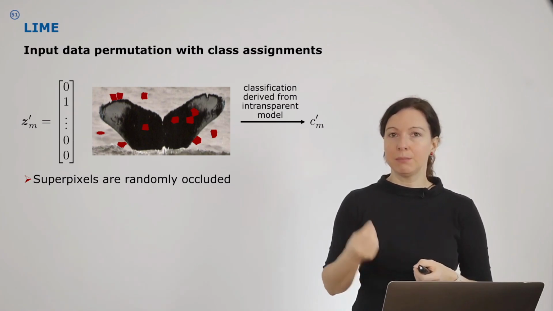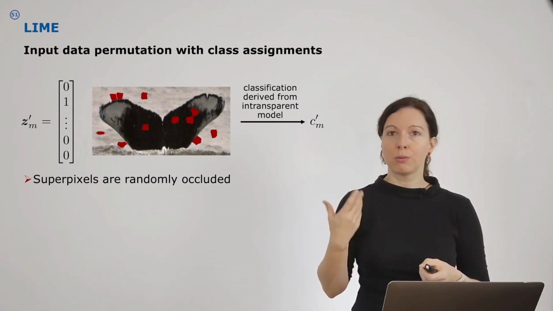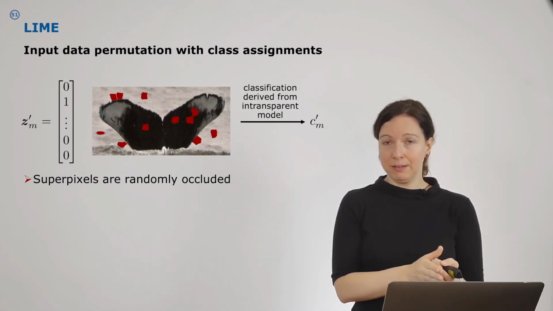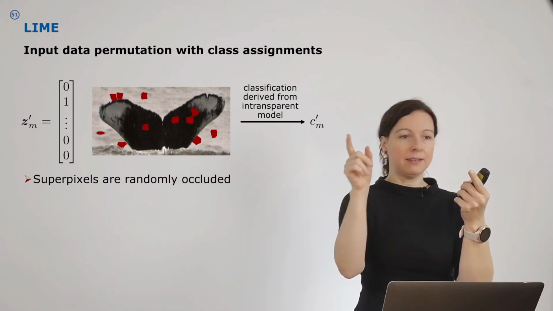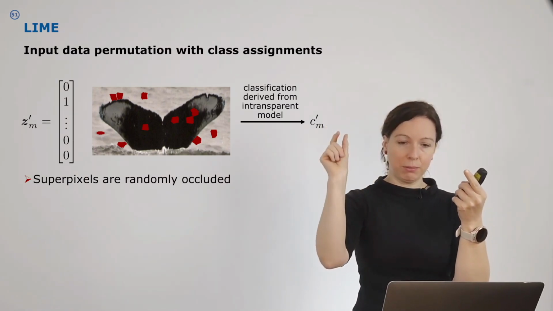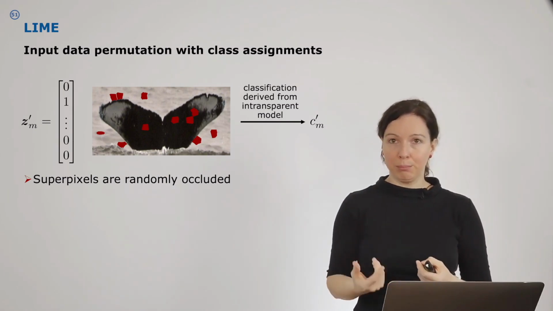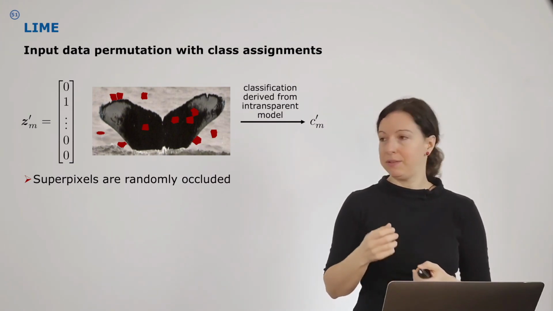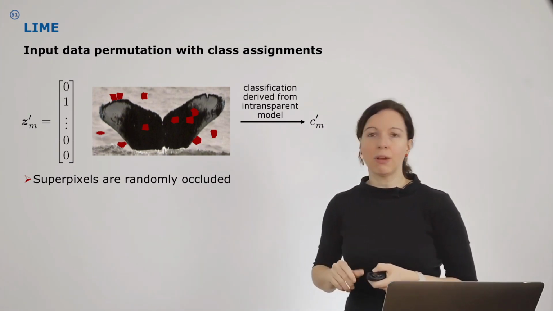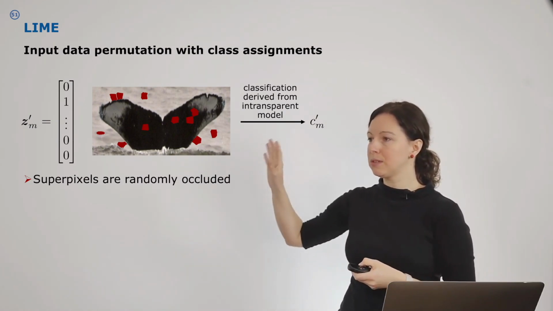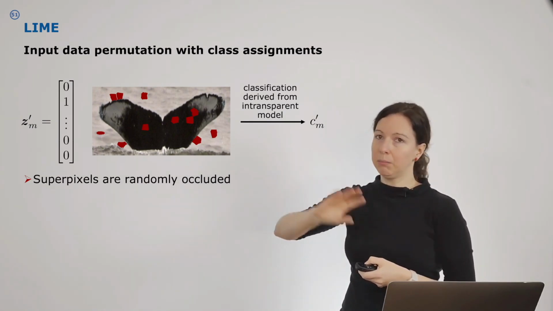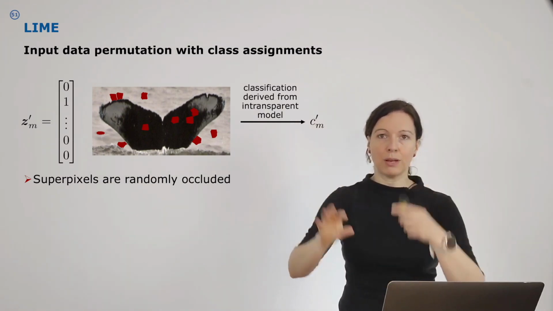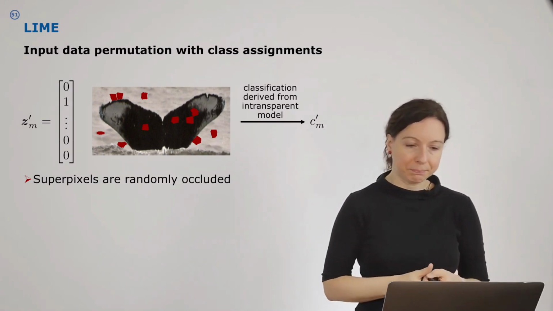Then you randomly set the positions in this vector to 0 or to 1. And 0 means nothing will happen to the superpixel. Remember, you have an exact association between the position in the vector and the superpixel. 0 means nothing will happen to the superpixel, and 1 means that the superpixel will be covered up, for example, by 0. Here I illustrated in red. It's just for illustration purposes, but thinking about what you already learned about the occlusion sensitivity map, you cover up this random set of superpixels.